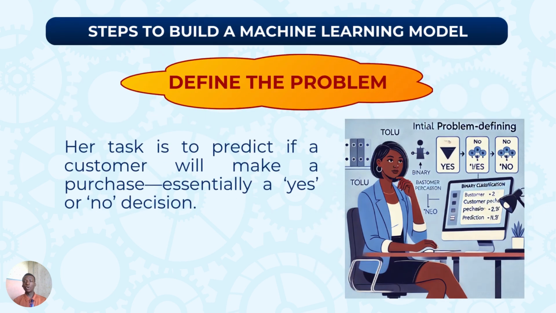First, Tolu needs to clearly define the problem she's solving. Her task is to predict if a customer will make a purchase, essentially a yes or no decision. This type of problem is called a binary classification, where the model needs to predict one of two possible outcomes.